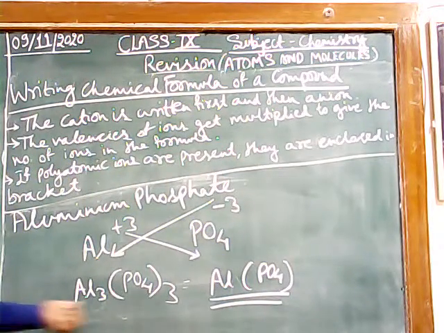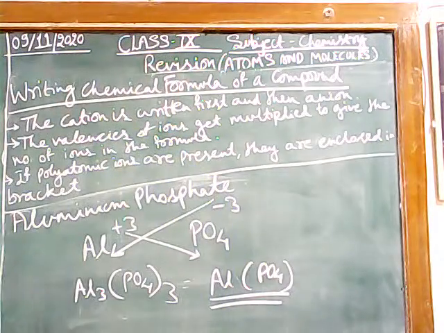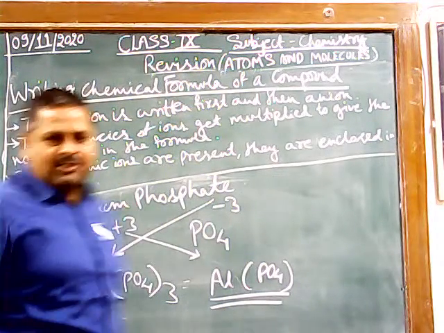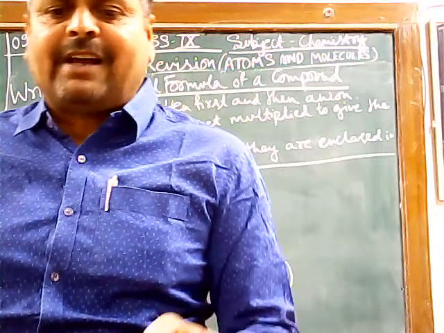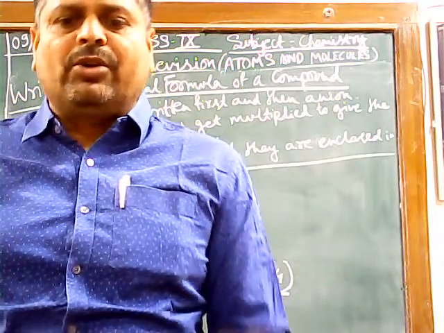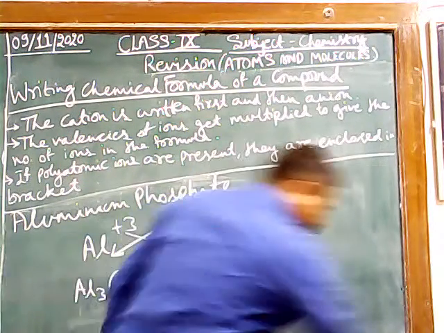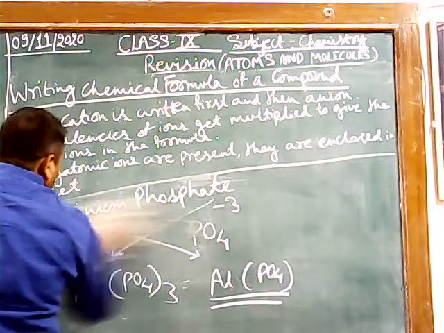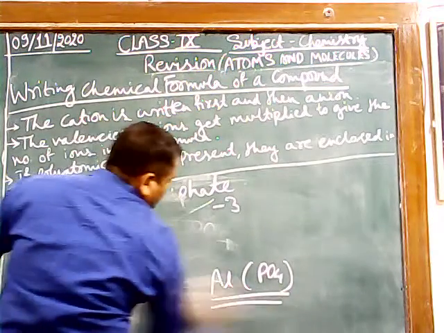Okay, children, any problem? If you have any problem, please give me one message. Aluminium phosphate, Manali, PO. O has to be capital, not small. O capital. Okay. Then similarly, we will write down some other questions.